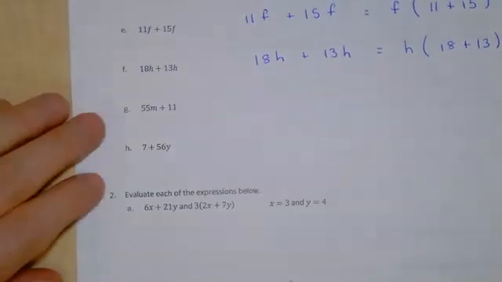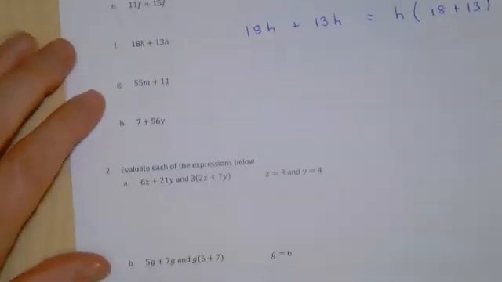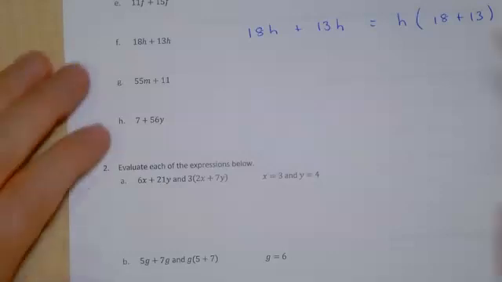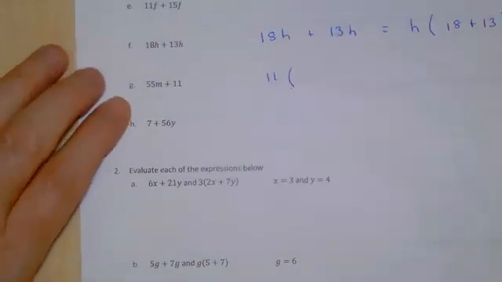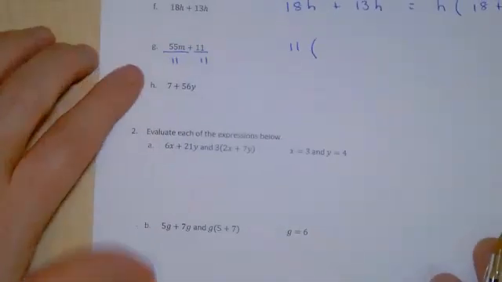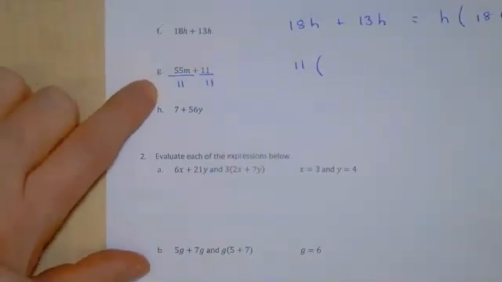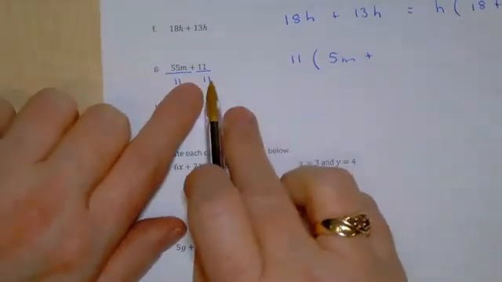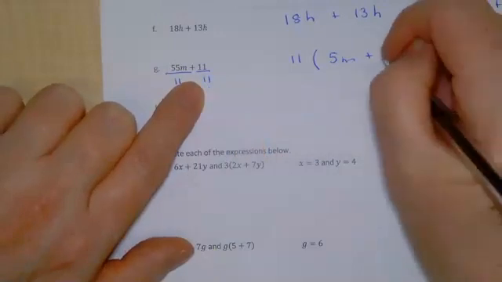I think we'll have time to do 2 more and then we're going to quit till tomorrow. 55M plus 11. They don't both have the letter M. So I have to look at 11 and 55 and say, what can they both be divided by? 11, exactly right. 11 is on the outside of the parentheses. And when you divide them both by 11, how many 11s in 55, Henry? 5. And how many 11s in 11? 1.